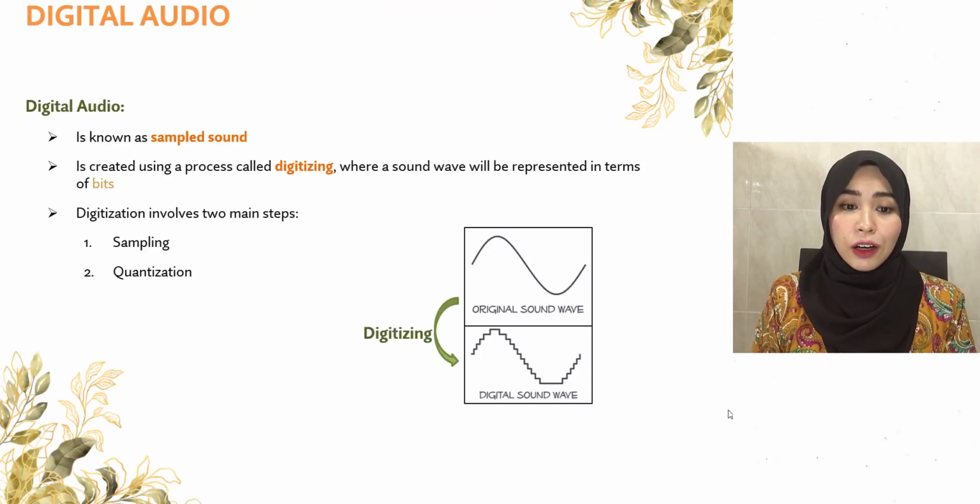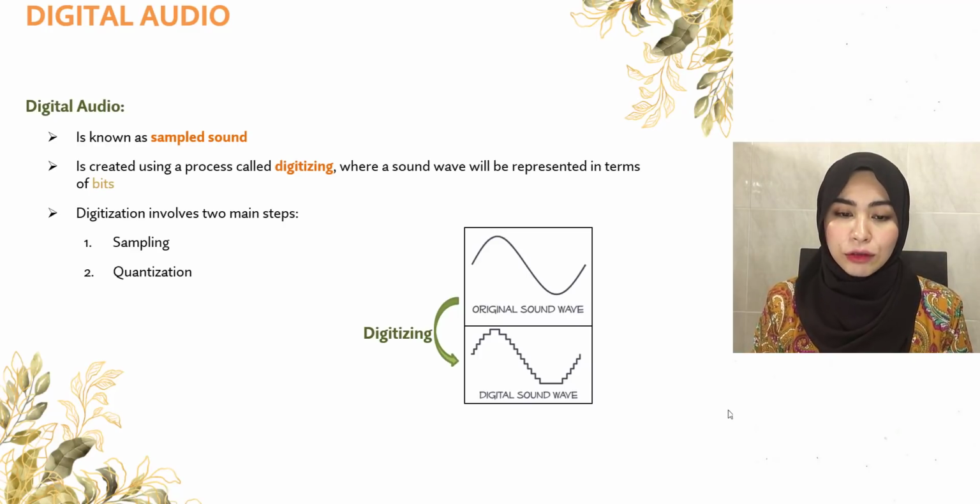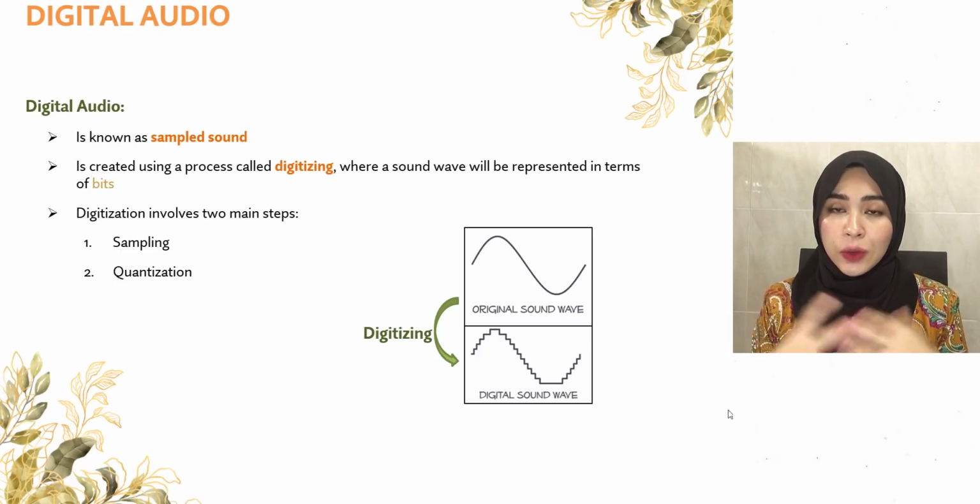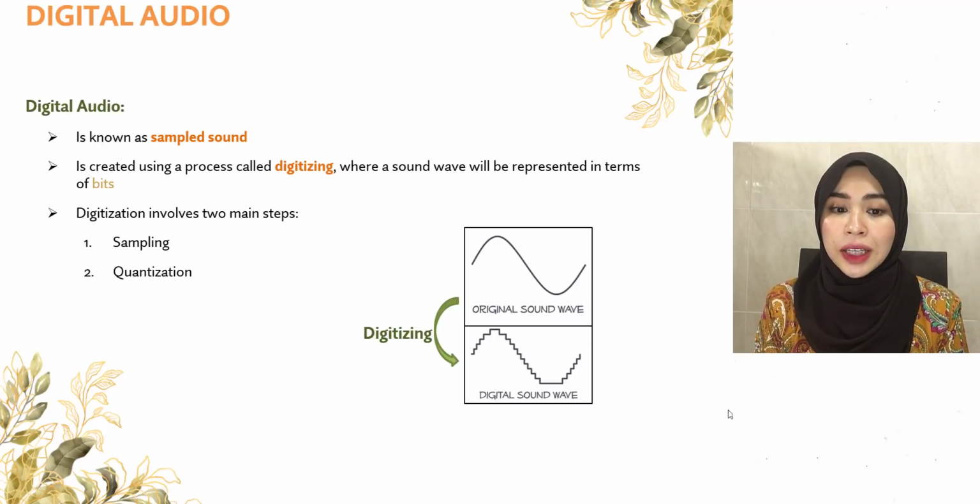So digital audio is actually known as sampled sound. Why do we call it sampled sound? Because when we record the sound in digital form, we take it in terms of samples. The process of creating the sound in terms of bits is called digitizing, where the sound wave will be represented in terms of bits. When we digitize the sound, or make the sound into digital audio, there are two main steps, which are sampling and quantization.